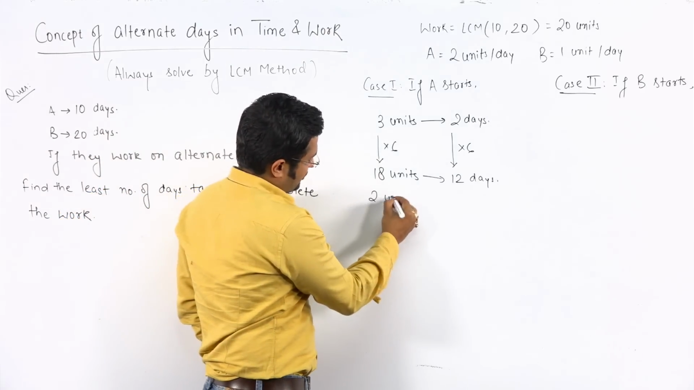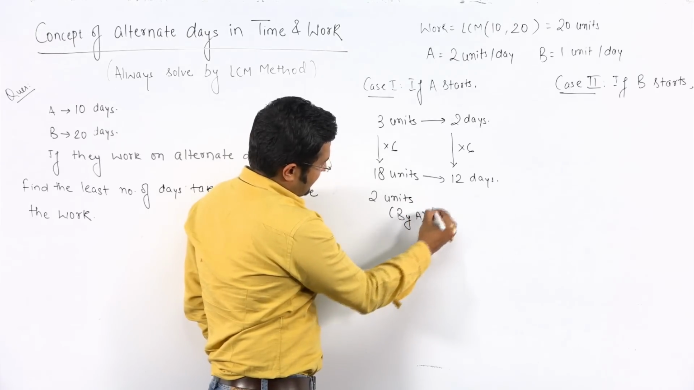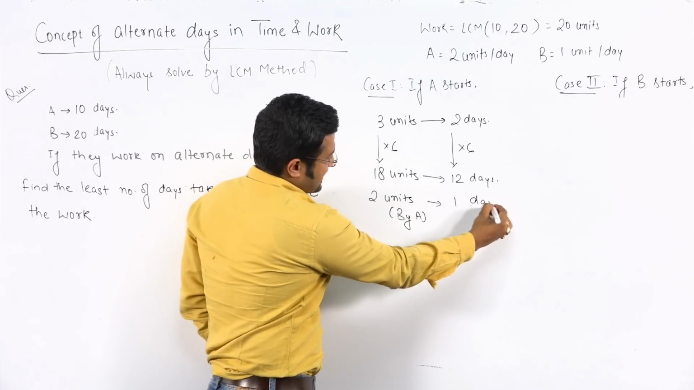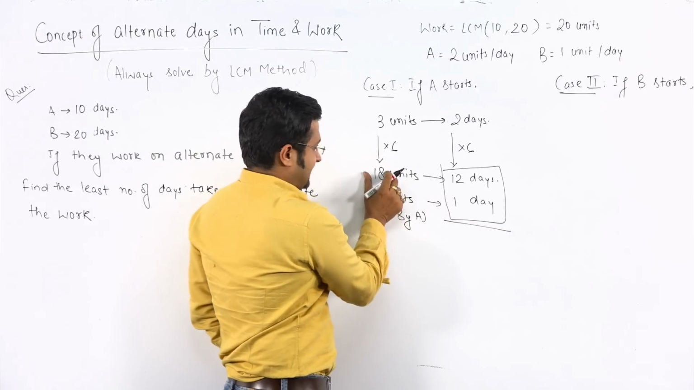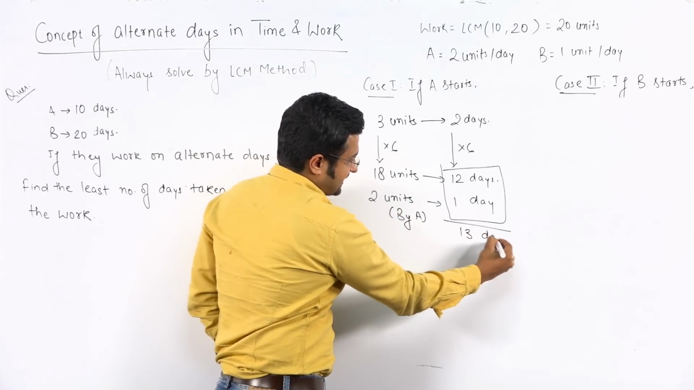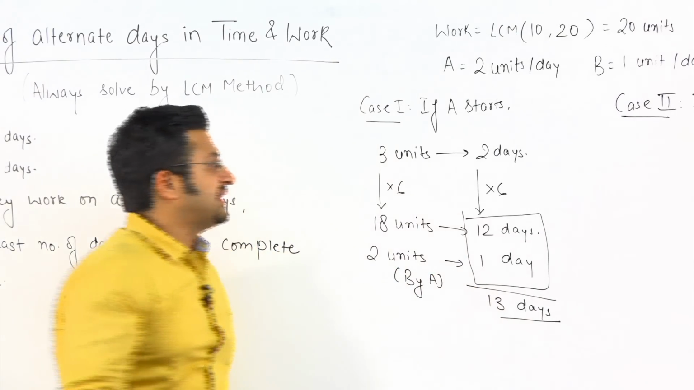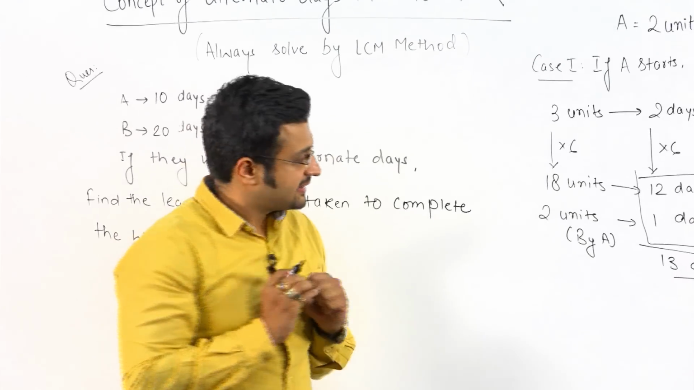That means the remaining 2 units will be completed by A in how many days? 1 day. That means total time taken to complete the work, there 18 plus 2, 20 units are done, 12 plus 1, how many days? 13 days. That means if A starts the work, the time taken to complete this work will be 13 days.